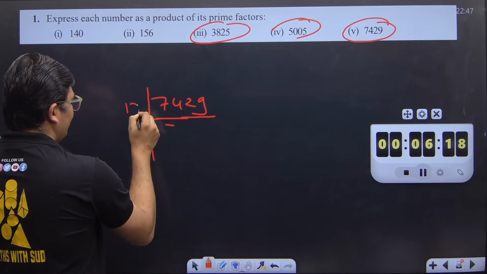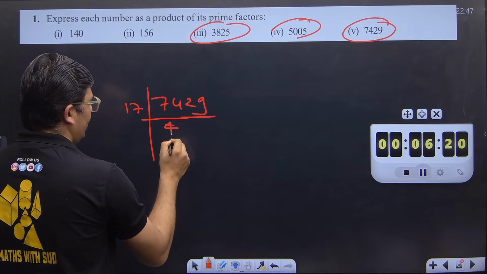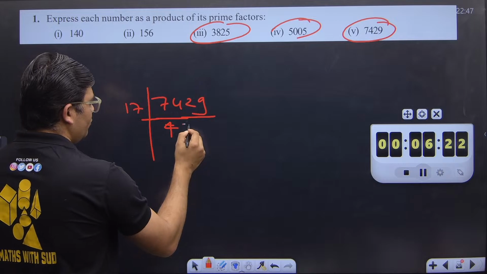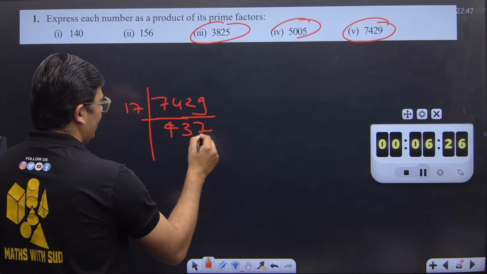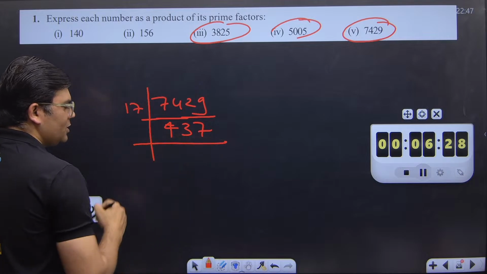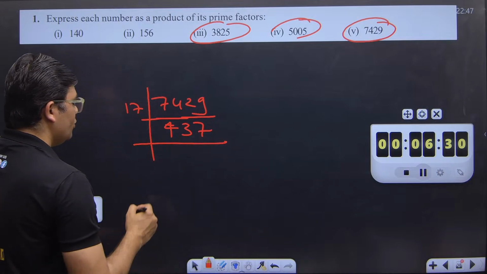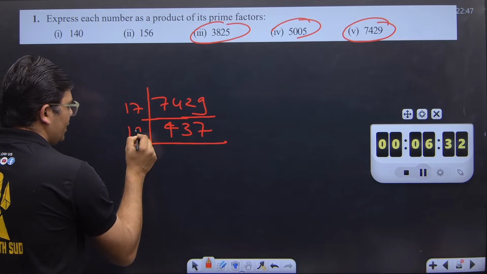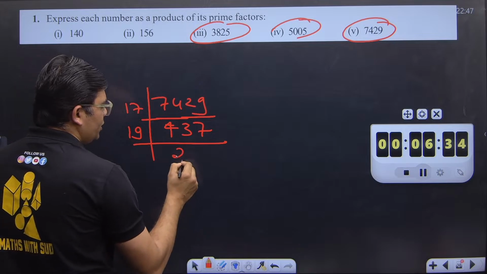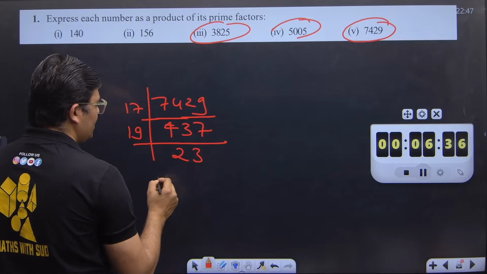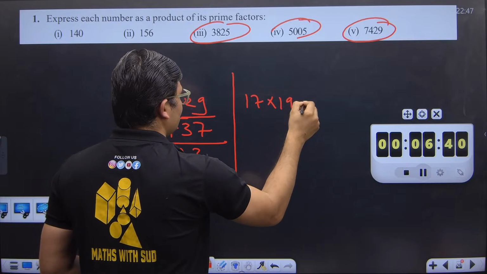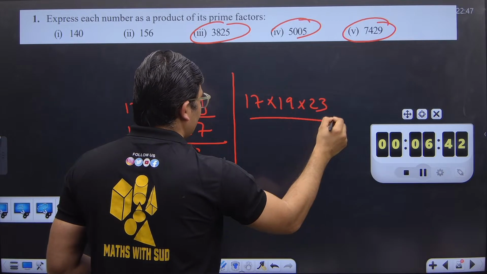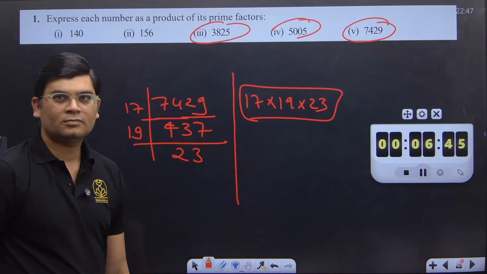Then we will check by 17. 17 into 4 is 68, 62, 17 into 3 is 51, and then 17 into 7 is 119. Now this number is again a big number. So if you take the next number, 19 into 2 is 38, 19 into 3 is 57. So the largest number is a multiple of 3 numbers, and you can see all these 3 numbers are prime numbers.